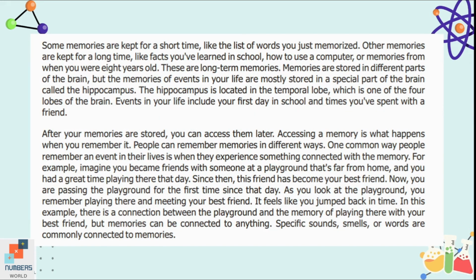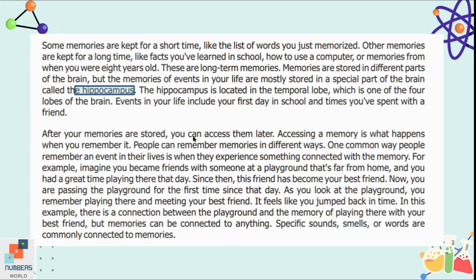Some memories are kept for a short time, like the list of words you just memorized. Other memories are kept for a long time, like facts you have learned in school, how to use a computer, or memories from when you were 8 years old. These are long-term memories. Memories are stored in different parts of the brain, but the memories of events in your life are mostly stored in the special part of the brain called the hippocampus. The hippocampus is located in the temporal lobe, which is one of the four lobes in the brain. Events in your life include your first day in school and times you have spent with a friend.